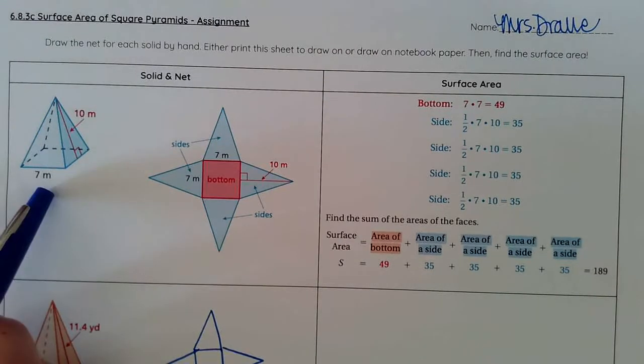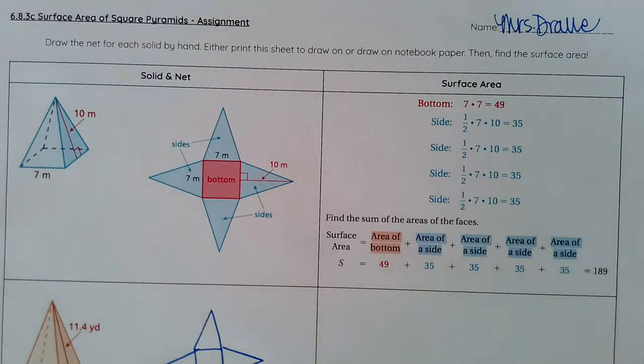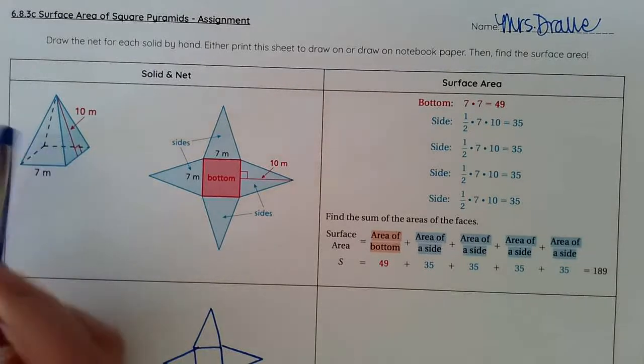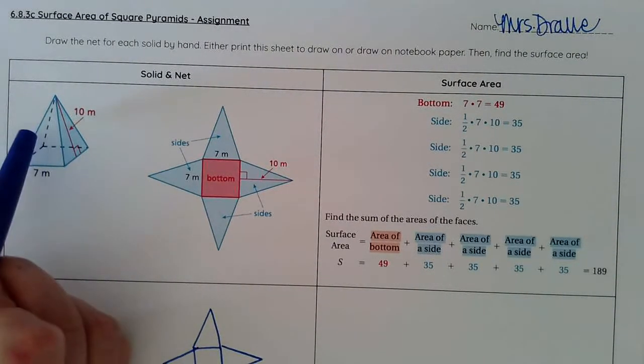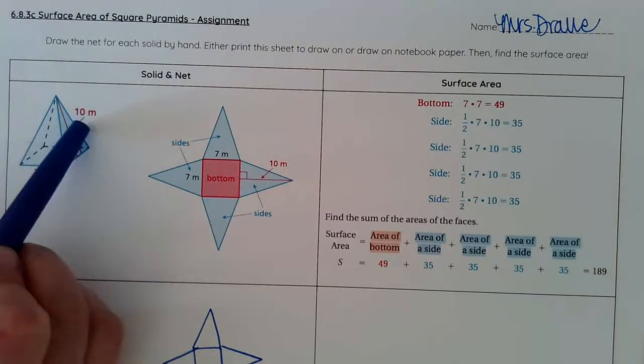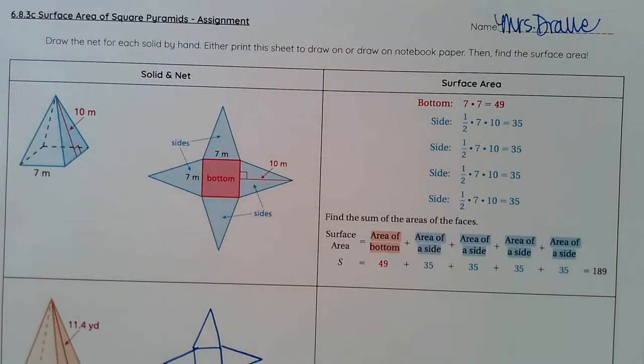We've got our 3D figure here. We know it's a square pyramid because it's got a base that's rectangular, in this case a square. And then it's got 4 lateral faces that all meet at a vertex opposite of that base.